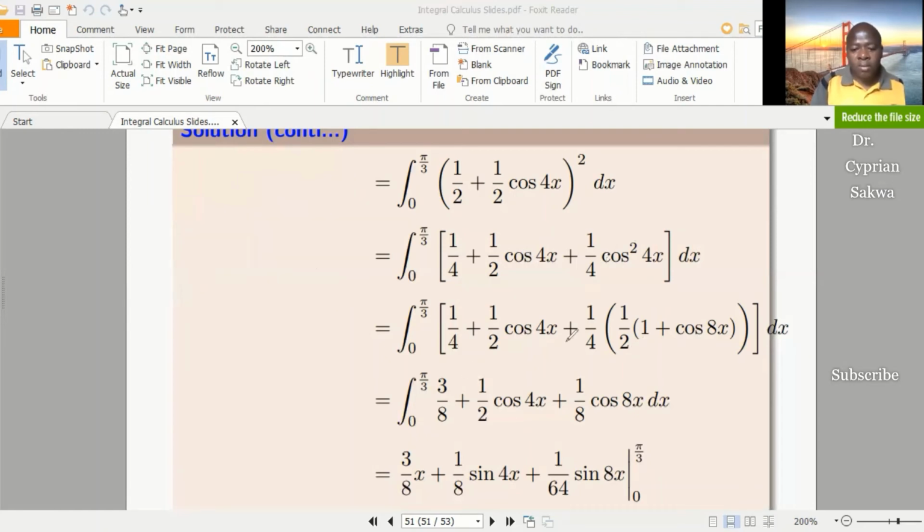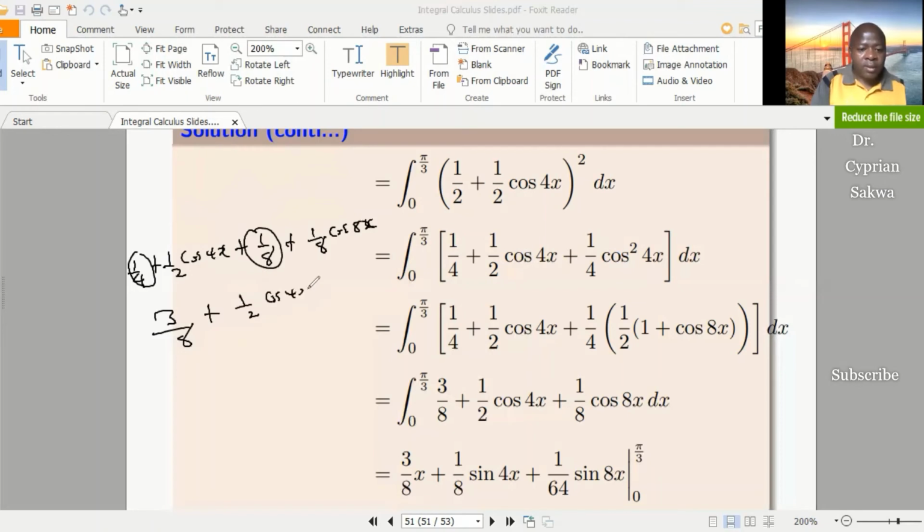So what follows, just to simplify here: this a quarter, you have that half cos 4x. What about here? This is 1 over 8 times 1, which is 1 over 8. And this is 1 over 8 times cos 8x, which is 1 over 8 cos 8x. This a quarter plus 1 over 8 gives you 3 over 8. And plus a half cos 4x. And plus 1 over 8 cos 8x. And it's this that we're seeing in this step.